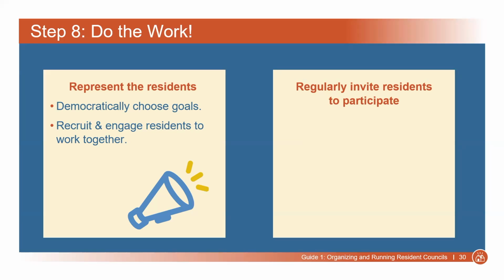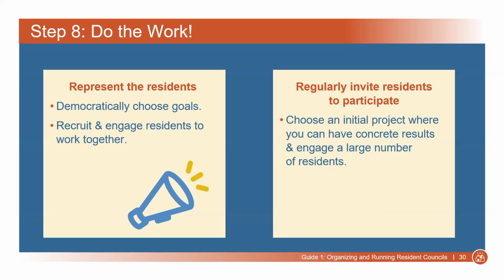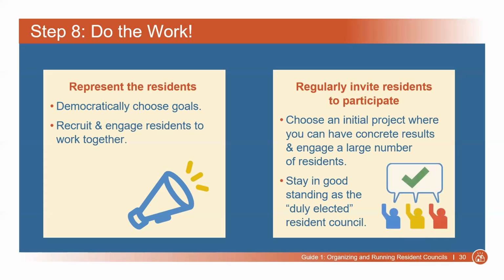Regularly invite residents to participate. To do this, you'll need to set up a regular meeting schedule and conduct ongoing outreach to invite residents to the meetings. To get started, your organization may want to choose an initial project where you can have concrete results. Involve as many people as possible and hold events that residents can engage with and get to know the resident council. As residents see their group accomplishing its goals, more people are likely to join. Of course, while doing the work, the organization must stay in good standing as the duly elected resident council.